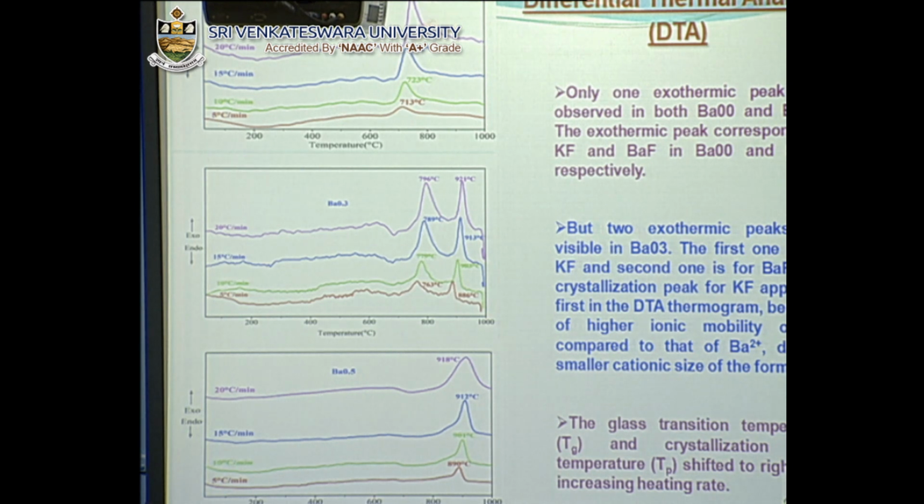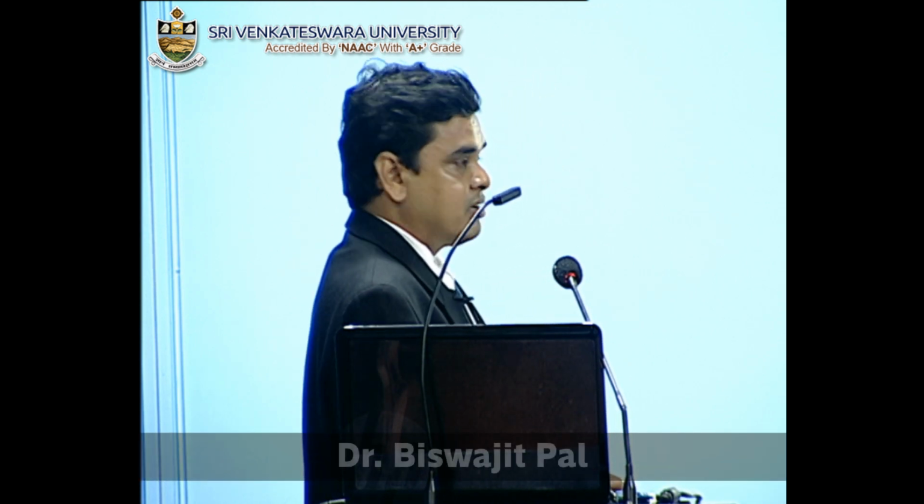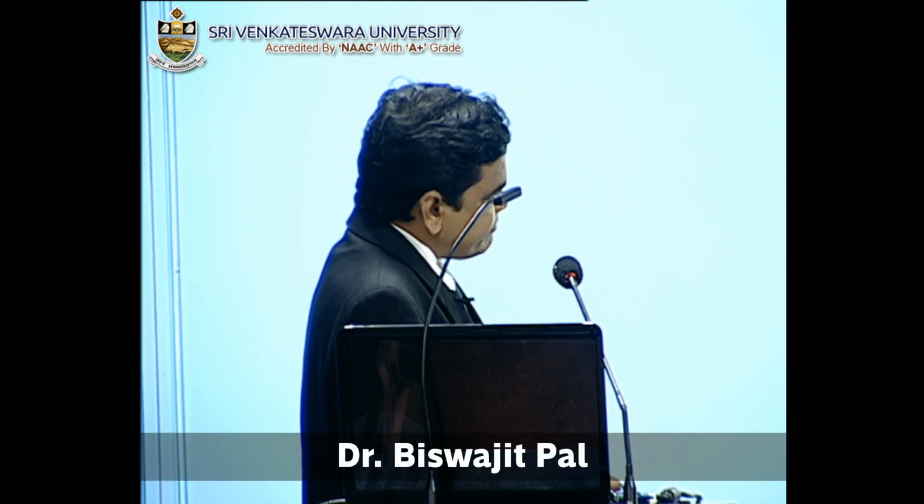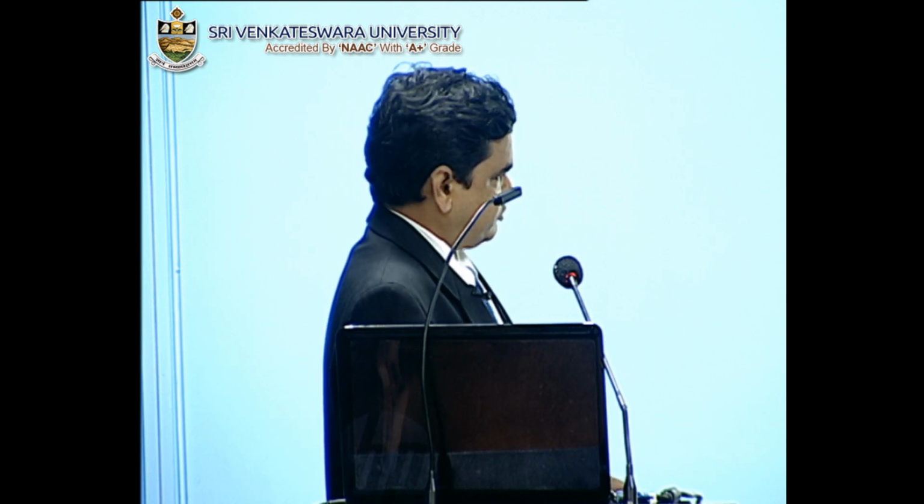There is only one exothermal peak that appeared. Here for barium 0, this is due to the potassium fluorphlogopite crystal phase, and here it is due to the barium fluorphlogopite. But for barium 0.3, two exothermal peaks appeared. The first one is due to the potassium fluorphlogopite, and the next one is for the barium fluorphlogopite. Potassium fluorphlogopite appears first due to the high ionic mobility of the potassium ion, owing to the smaller cationic size of potassium compared to barium.